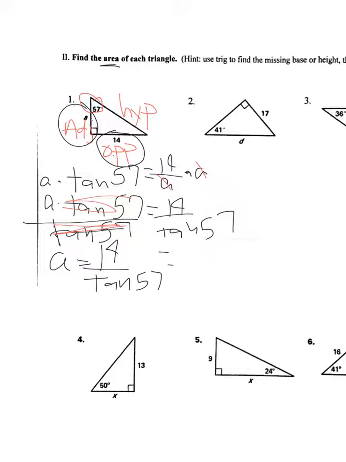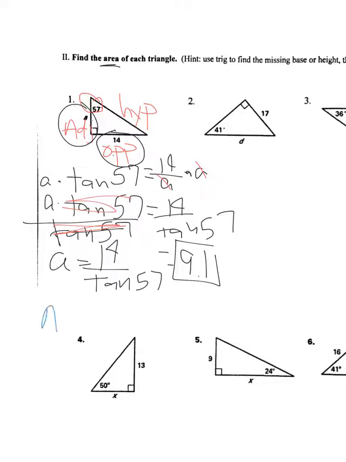And again, to simplify this for this work, we'll keep it at tenths. So 14 divided by tangent 57, 9.1. Now, not the answer to the problem, remember, because we were looking for area. But remember, like we were saying also, that now gives you the height.